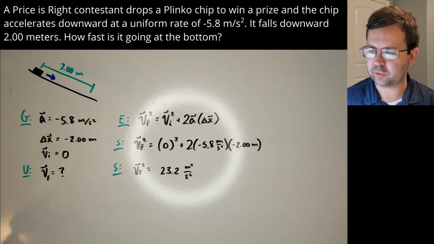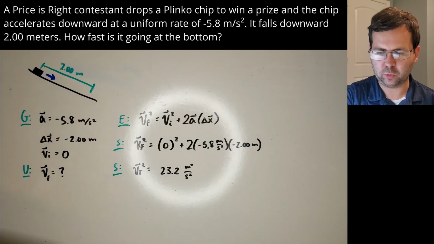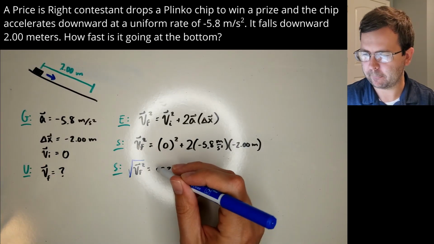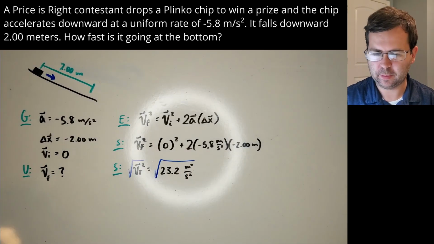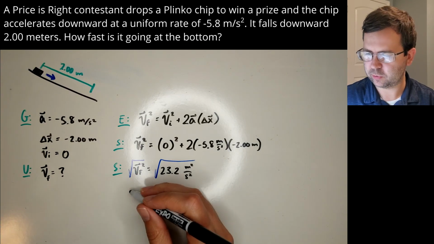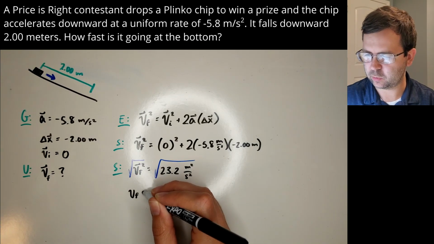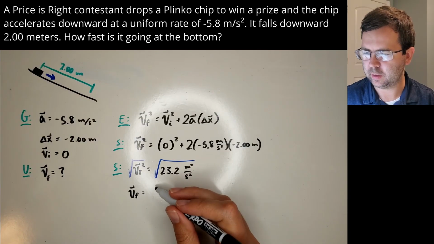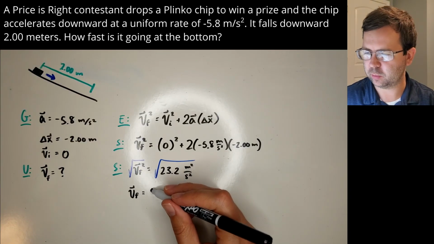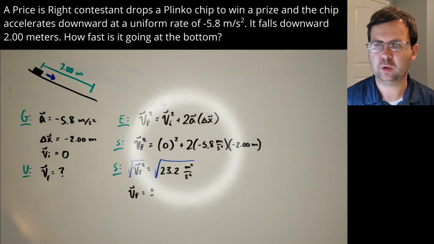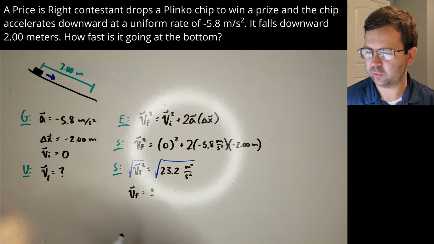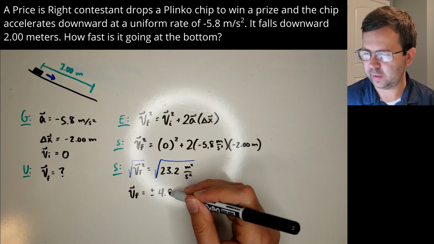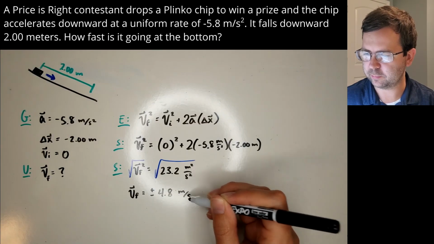And now we're ready to take the square root of both sides. So when we do that, it undoes the square. So we have final velocity equals, and whenever you take the square root of both sides, you have to do a plus or minus, positive or negative, and then this is 4.8 meters per second.